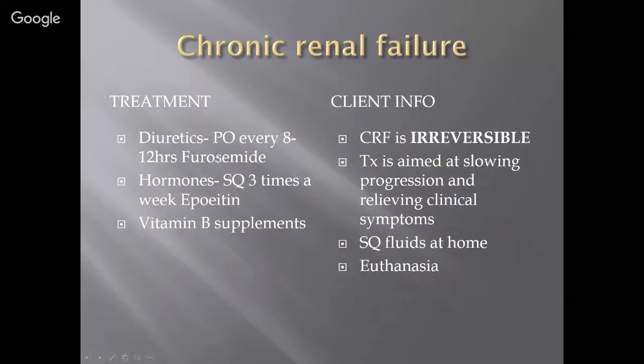So more treatment: diuretics, hormones, vitamin B supplements, a lot of stuff going on. Chronic renal failure is irreversible, and typically we don't see signs of chronic renal failure, including the increase in blood urea nitrogen, until one whole kidney is gone and part of another is gone. So we do want to try to find it earlier than that.